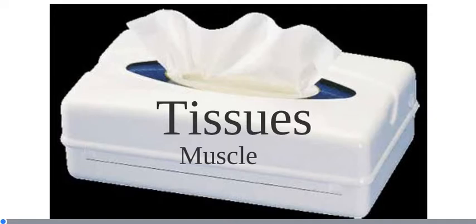The third type of tissue, muscle, is specialized for contraction. It's what does all of the work in our body, moving the skeleton around, pumping blood through our body, moving food through the digestive tract. All of those things are done by muscle tissue. And there are a few different types of muscle tissue that we want to consider.